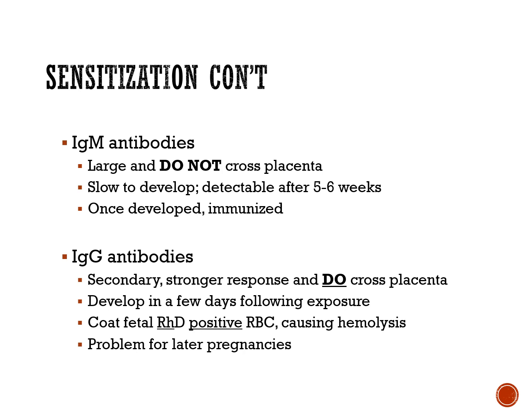IgG antibodies, a secondary response after a subsequent exposure to the RHD cells, causes a more rapid production of the IgG antibodies. Exposures can be very small. These antibodies developed as quickly as a few days after exposure, produce a stronger response than the primary response of the IgM antibodies. IgG antibodies do cross the placenta. They coat the fetal RHD positive RBCs, causing hemolysis. These are the antibodies that are a problem in subsequent pregnancies following that first exposure.